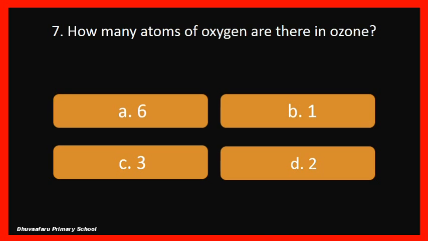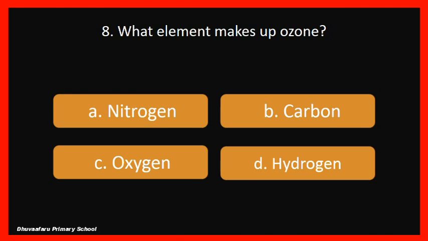Here's your last multiple choice question. Question number 7. How many atoms of oxygen are there in ozone? A, 6, B, 1, C, 3, and D, 2. Question number 8. What element makes up ozone? A, nitrogen, B, carbon, C, oxygen, and D, hydrogen.